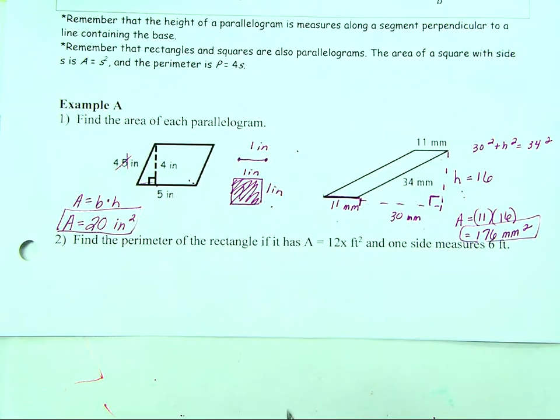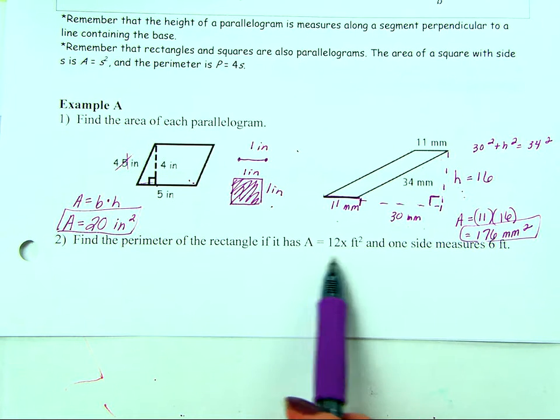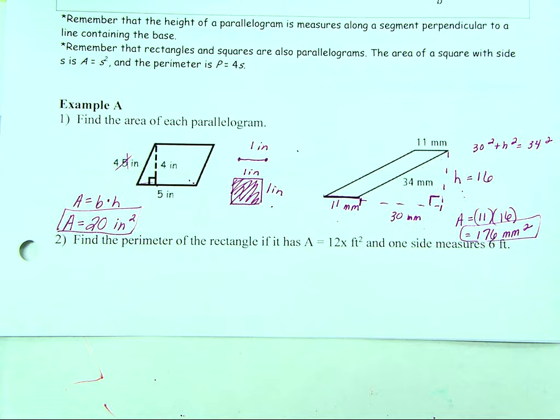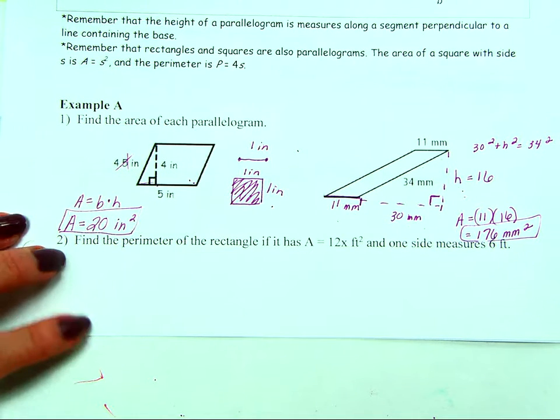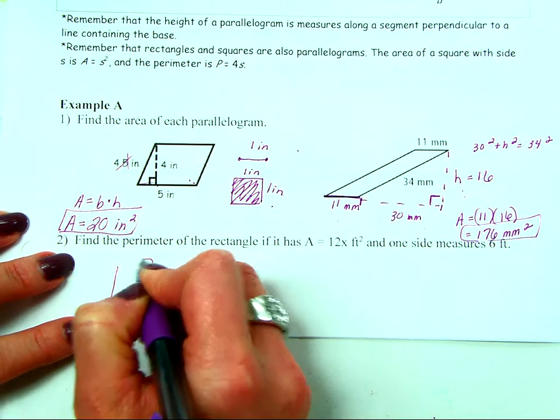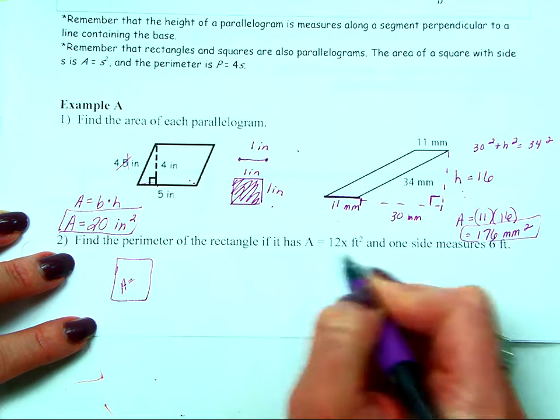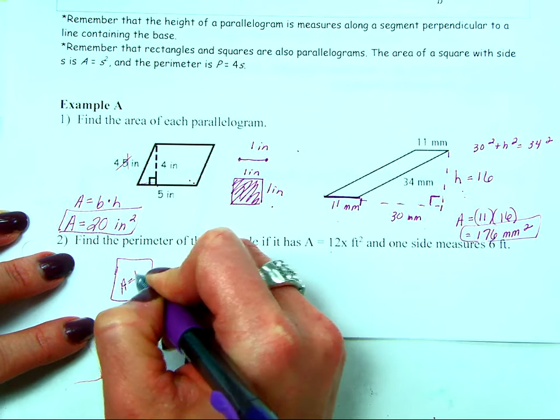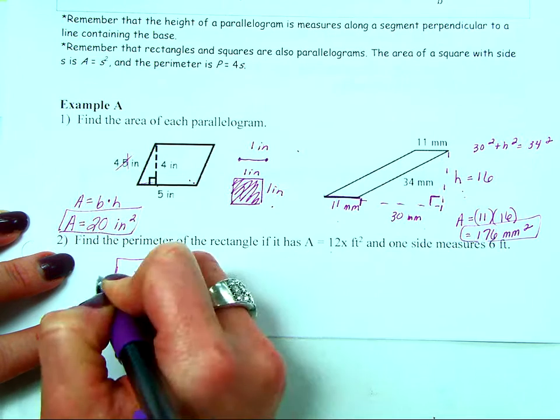Okay, down below, sometimes they're going to give us some questions similar to our worksheet where we may have some x's or y's or variables in our numbers. Number 2 asks us to find the perimeter of the rectangle if my area is 12x square feet and one side measures 6. Sometimes I like to give myself a picture. If I have my rectangle and the area is 12x feet squared and one side measures 6.